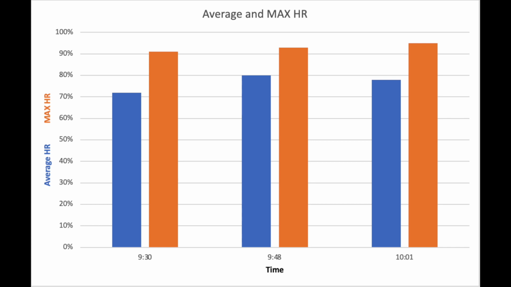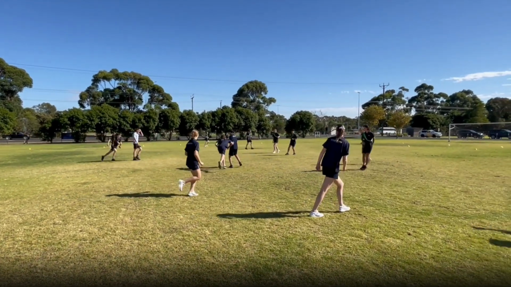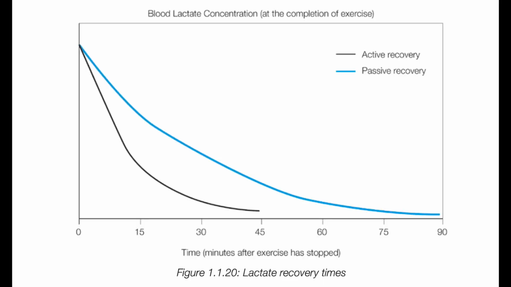This graph shows my average heart rate and maximum heart rate for the following times of 9:30 am, 9:48 am, and 10:01 am. I then am recovering passively afterwards as I am walking up and down the field. The passive recovery is helping me to restore the creatine phosphate from resting my body without effort or any maximal energy output.